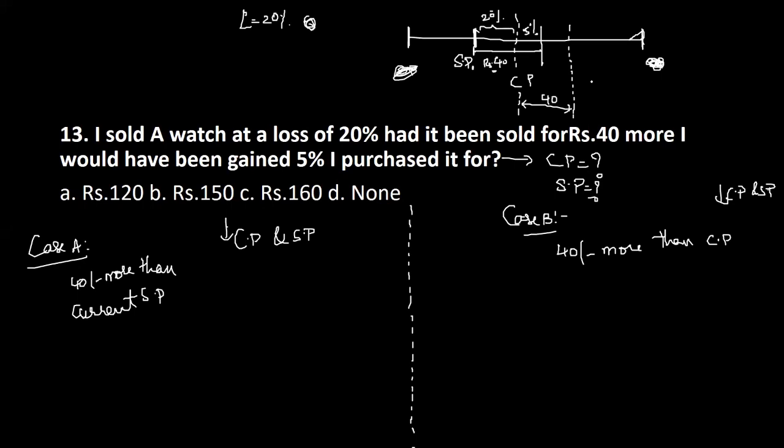5% profit. What was the original purchase price? Or it could have been like this. Yeah, it says gain 5%. I purchased it for... that's the question. Okay, that's the cost price. Yeah, Adarsh, maybe that should be the right thing.